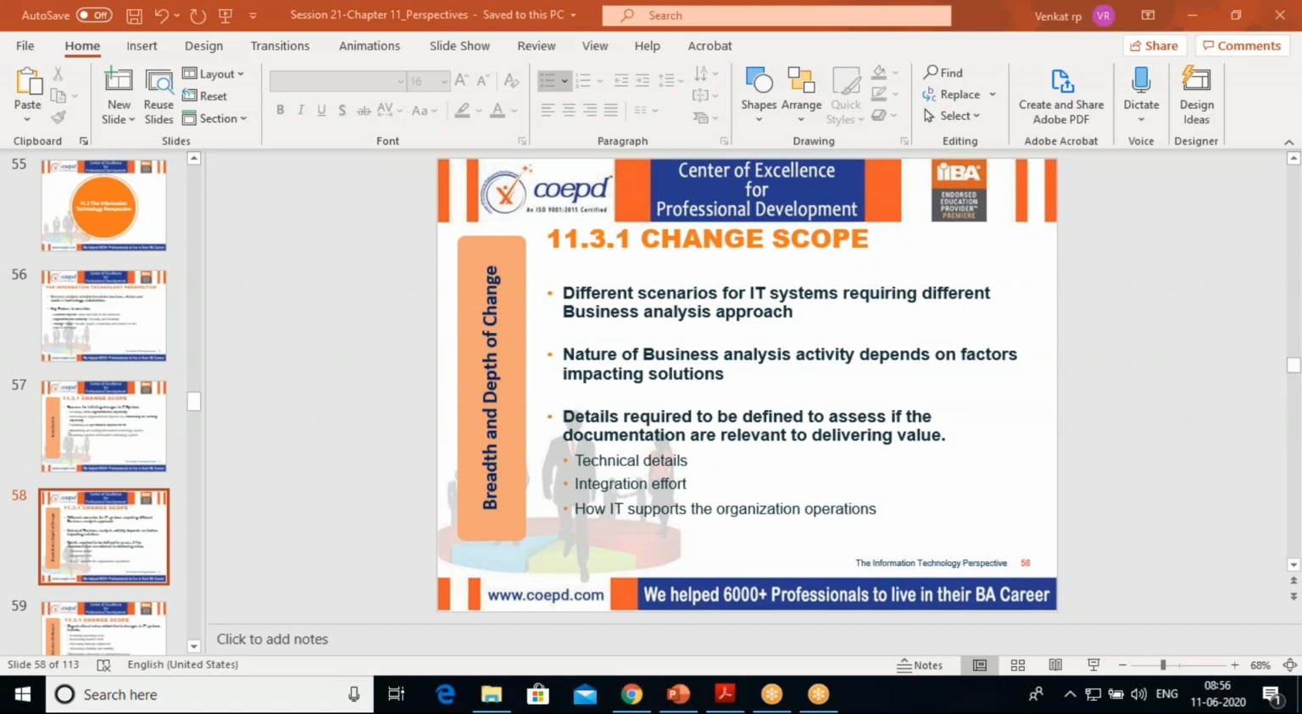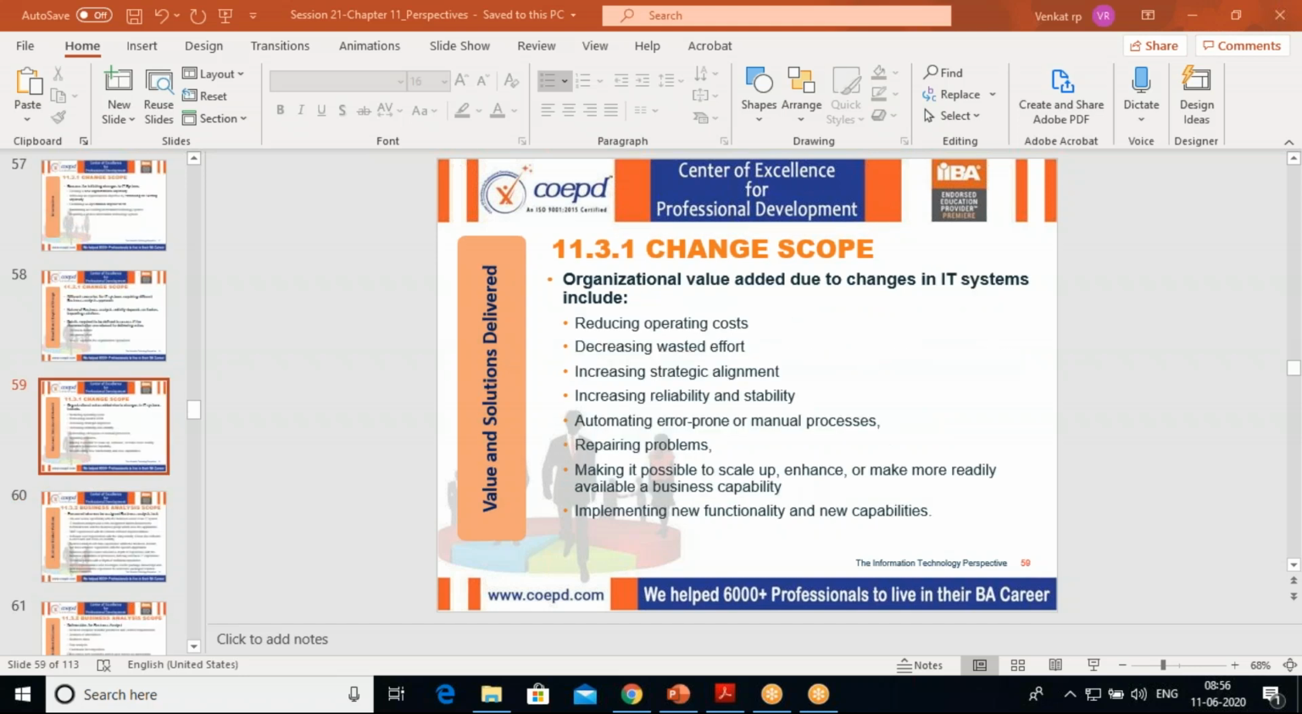And if you see, basically we see whether the existing IT application is there, or it is a new IT application, and what exactly the business analysis activities are going to be. For that, what are the functional requirements, what is the functionality being covered, and what are the non-functional requirements, how to make it from the technical front, and how to integrate this particular effort, and after integration how the IT supports the organization's operations. We will be looking into that in the change scope.